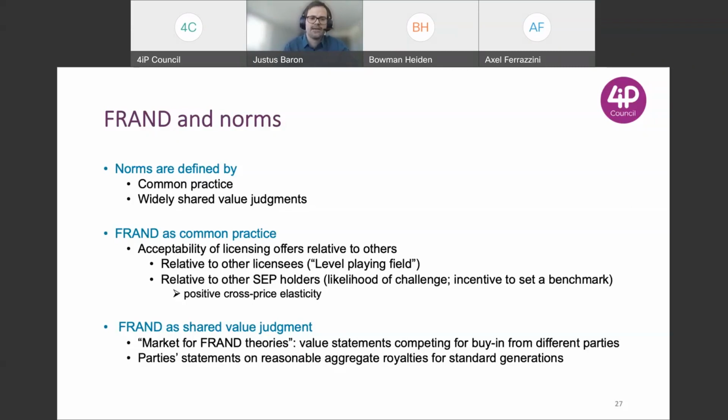And if we look at parties' statements on what they think would be reasonable aggregate royalties for different standards or different standard generations, we often see that these, what we may call high-level value judgments about FRAND, are not that far apart from each other. So obviously that doesn't translate into agreement on individual licensing terms in every instance, but it definitely shows that there is a potential for agreement on some core principles that actually goes significantly beyond the interests of individual parties.